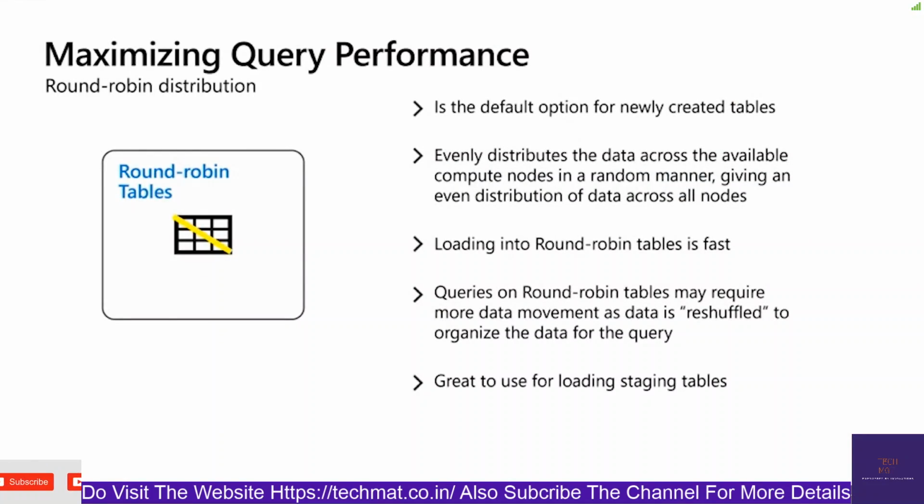So let's dive a little bit deeper into the various distribution styles, right? Round-robin distribution is the default option for all newly created tables. So if you're not specifying the style you want the distribution to happen in, it will happen in round-robin. The data in the round-robin tables is evenly distributed across all the available compute nodes in a random manner. So it provides the most even distribution style which can be achieved automatically.